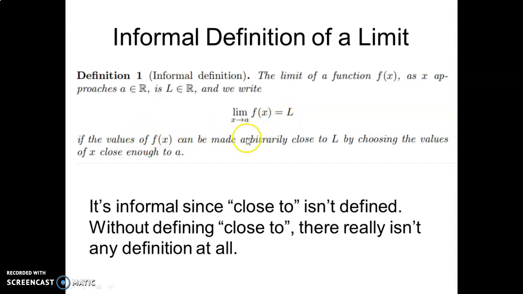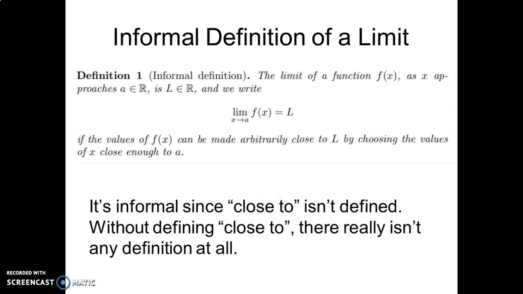So it's arbitrarily close to L because sometimes there are numbers we can't actually get to, like infinity, or places where there's a vertical asymptote. And the reason why this is an informal definition is because "close to," okay, that's kind of an informal way of defining it.